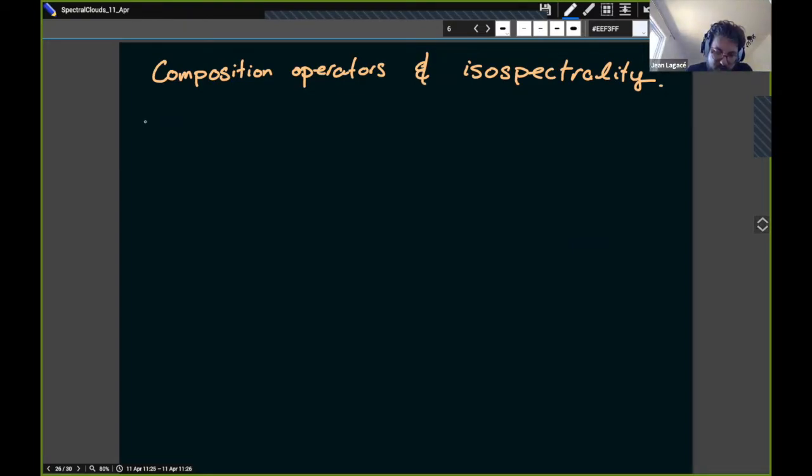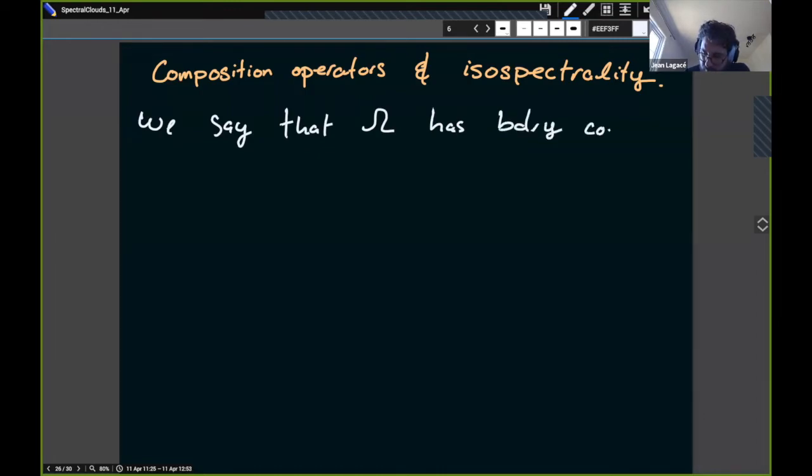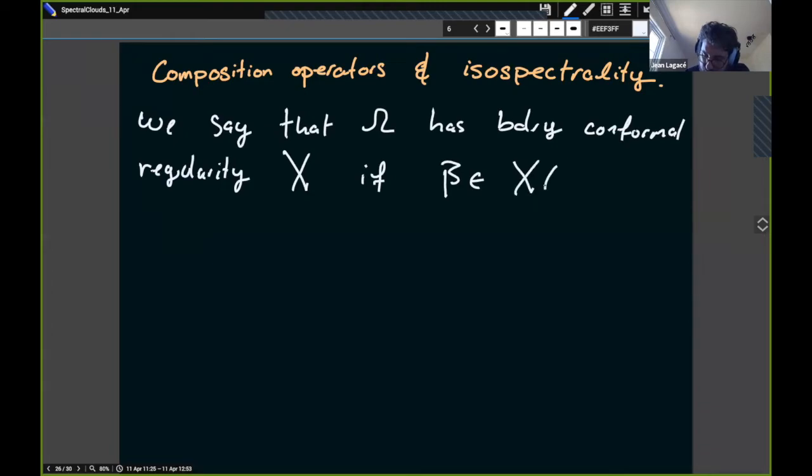And so we introduced the notion that, for us, the right one in terms of regularity is the integrability class of this boundary conformal factor. So we say that omega has boundary conformal regularity X if beta is in X of S1, where this is just some function space.